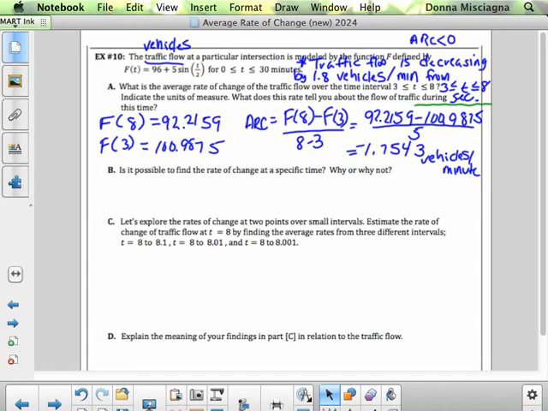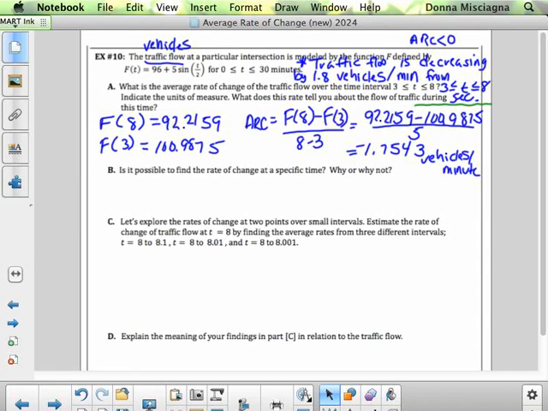Now notice I didn't put it's decreasing by negative 1.8 vehicles. Don't put the negatives in when you're explaining, right? When you're explaining, put increasing, decreasing, right? The increasing says it's positive, the decreasing says it's negative. You don't need to make the number negative. It's understood by the question, right? If your bank account decreased by $5, you would say my bank account decreased by $5. You wouldn't say my bank account decreased by negative $5. What does that mean, right?